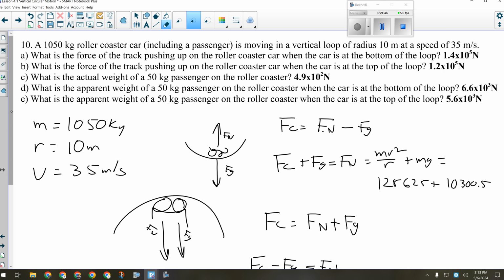Okay, what is the apparent weight of a 50 kilogram passenger? And they go at the bottom of the loop. Okay, so all I do instead here, guys, is I substitute in 50 instead of 1,050. Okay, so basically this is a whole roller coaster with one person in it. And now we're talking about that one person, that 50 kilogram person, okay, as they go around. So all that changes here is I put in 50 for the mass for C, D, and E the rest of the way along. Okay, everybody all right with that?